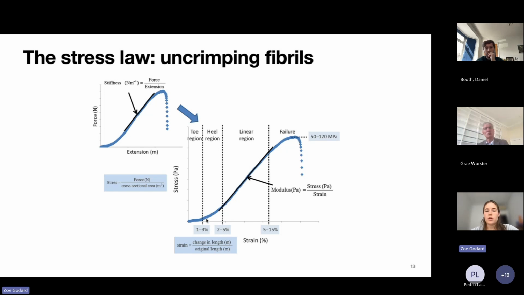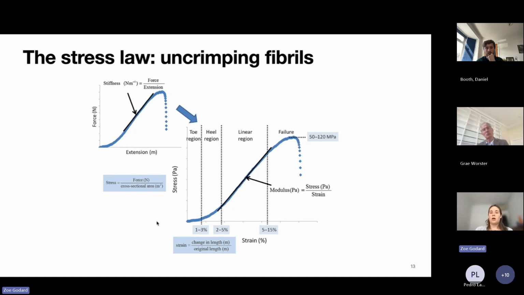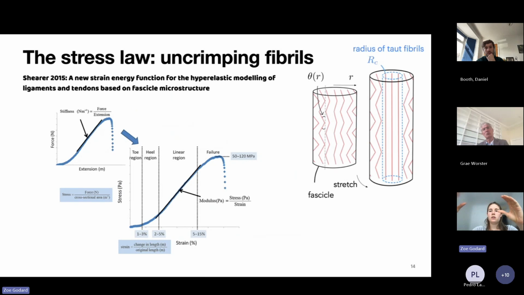It's sort of agreed upon in the literature that this nonlinear region at the start corresponds to uncrimping of fibrils. So in the tendon, you have these collagen fibrils, which have this wavy structure. They're crimped. And so what's believed is that when they're crimped, the fibrils don't contribute to load bearing. So when you pull on the tendon, the fibrils first need to straighten out, and then once they're straightened out, they start contributing to the load. And so the hypothesis is that this toe region corresponds to the uncrimping of the fibrils.